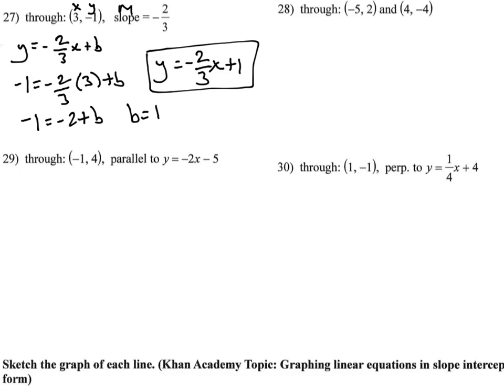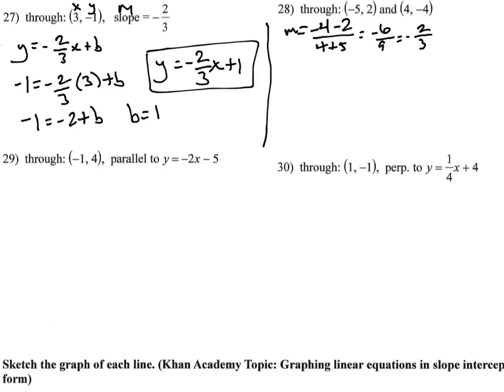Number 28. First thing we need here is to find out what our slope is. So to find slope, m equals y2 minus y1 over x2 minus x1. So negative 4 minus 2 over 4 minus negative 5. So that's negative 6/9, which is negative 2/3.